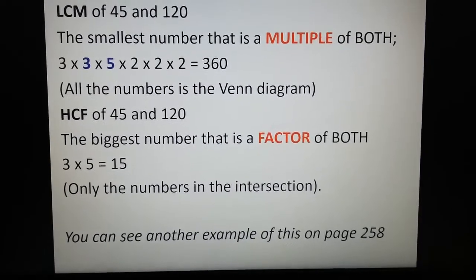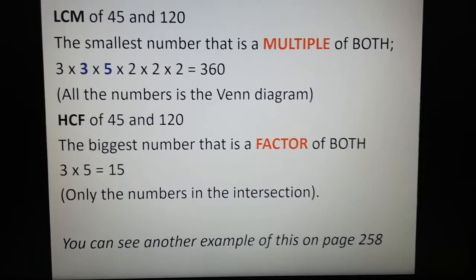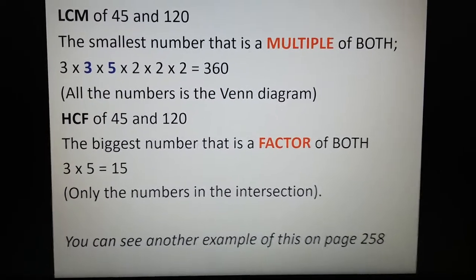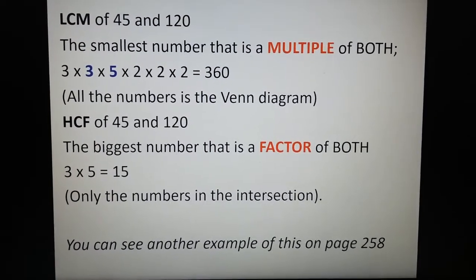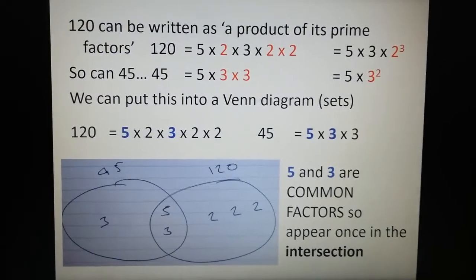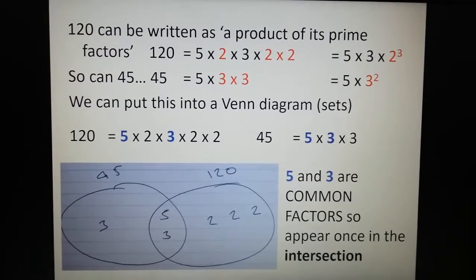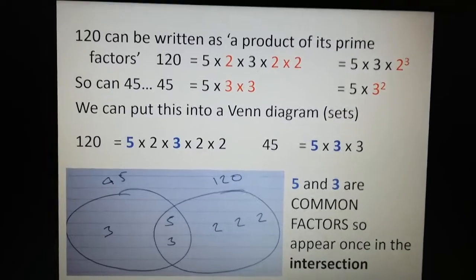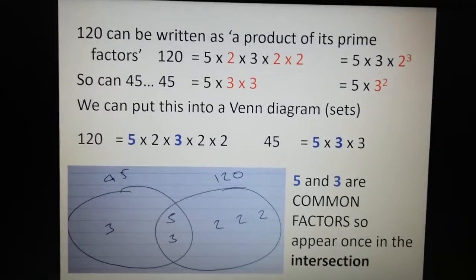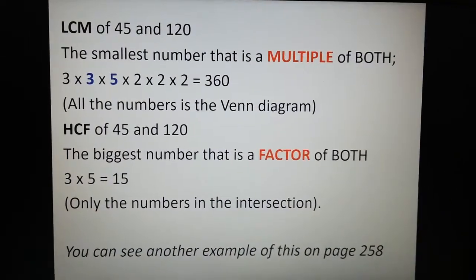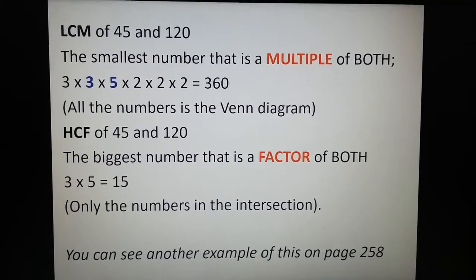Okay, so to work out the smallest number that is a multiple of both, the lowest common multiple, I have to multiply together all of the factors, but I don't repeat factors. So if you go back, I've got 3 times 5 times 3 times 2 times 2 times 2. So 5 and 3 happen in both of them in that intersection, but when you look at what I've done there for that multiplication, I've only used them once. So that gives me 360.